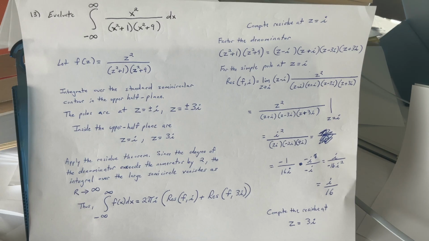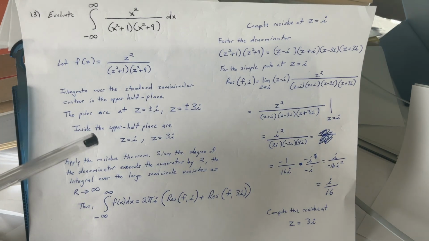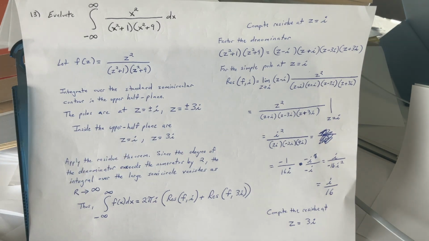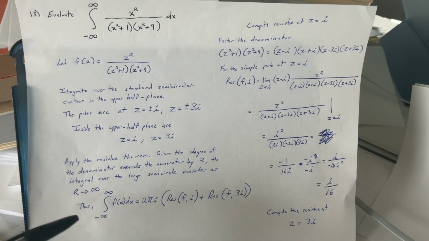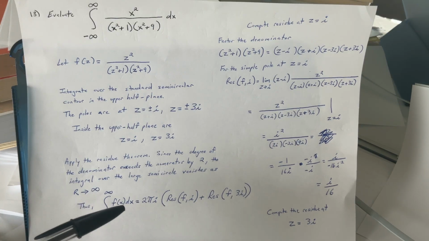So if we're concentrating on the upper half plane, we're going to concentrate on z equals i, z equals 3i, right? Now, from here, let's go ahead and apply the residue theorem. Since the degree of the denominator exceeds the numerator by 2, the integral over the large semicircle vanishes as r approaches infinity.